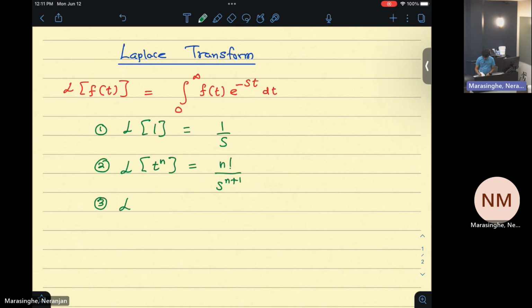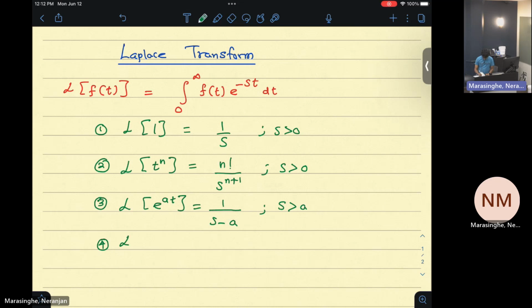Then we discussed the Laplace transform of e to the at. This is valid for s greater than 0. The Laplace transform of e to the at is 1 divided by s minus a. And this is valid when s is greater than a.